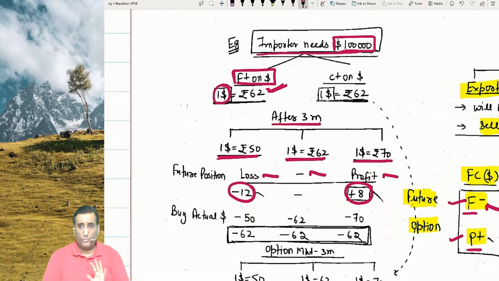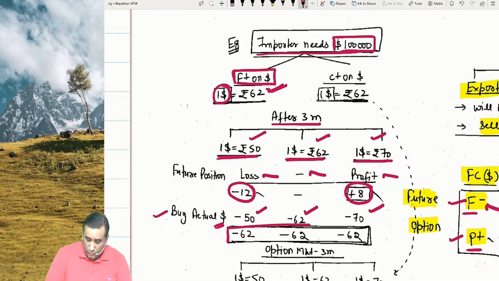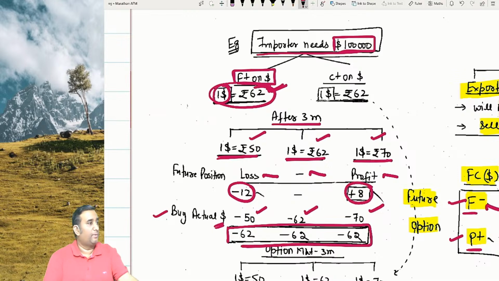Now, I was actually the importer, and the future market is settled. Then I went to the cash market. Since I required to buy dollars, I went to the cash market and said, I want to buy the dollars. Assuming the cash market is the same as the future market, it gave me at what? 50. He gave me at what? 62. He gave me at what? 70. No matter what the price has become, if the cash market and future market prices are the same, then whatever the future market promises you, your costing will be at that, no matter what happens.